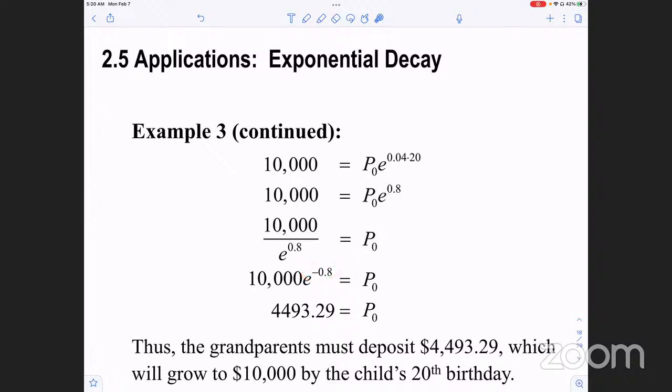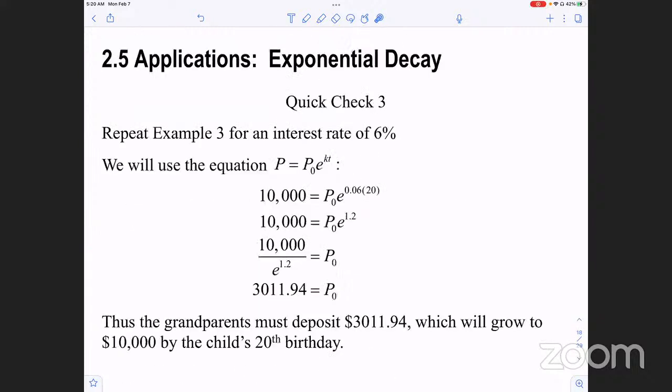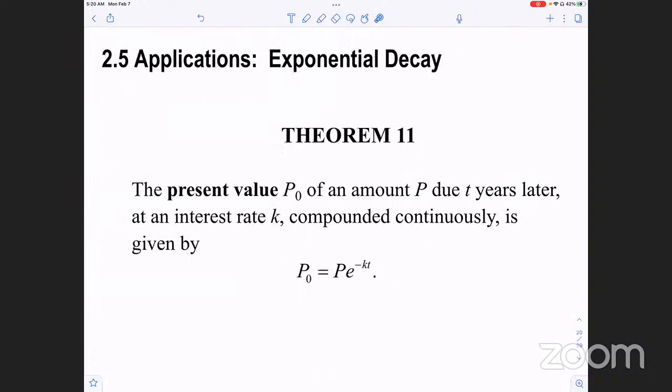So then Pert tells us the future is based on the future value. This is a precursor for, given some future value, if we wanted to find the present value. This goes into this theorem, right? The present value, P naught, of an amount P due T years later at an interest rate K compounded continuously is given by this. So this is what I thought we were about to use in the previous example. I was going to try to make my way here, but it was fine the way they did it, right? So we saw this come about in that last example we just did.